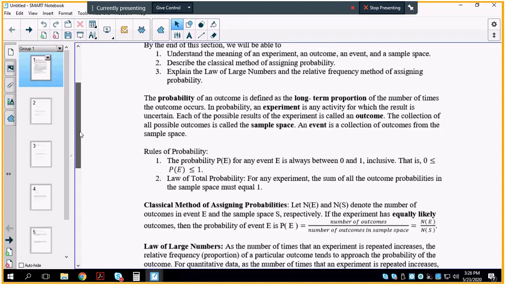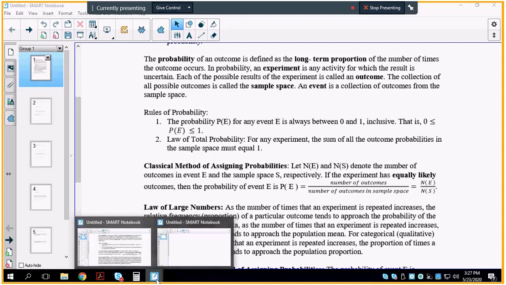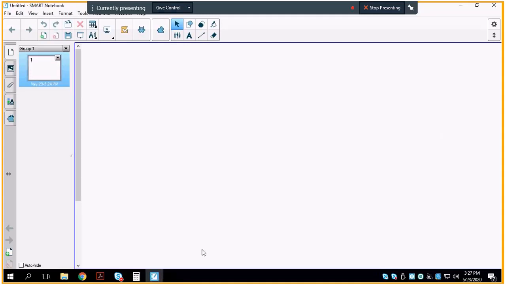The probability of an outcome is defined as a long-term proportion of the number of times the outcome occurs. In probability, an experiment is any activity for which the result is uncertain. Each of the possible results of the experiment is called an outcome. The collection of all possible outcomes is called the sample space. An event is a collection of outcomes from the sample space. So let's do a simple exercise in order to better explain these concepts.